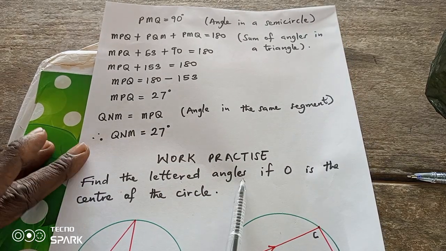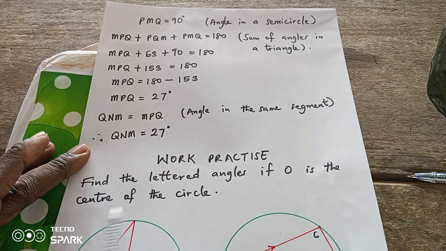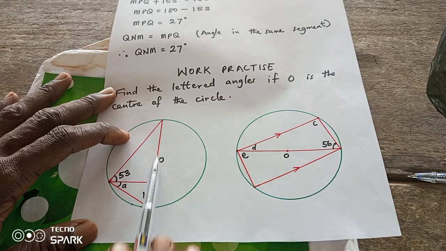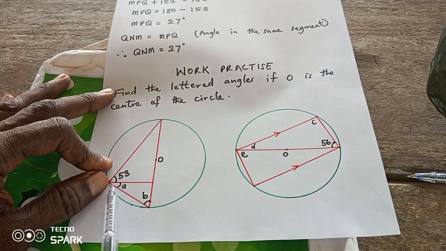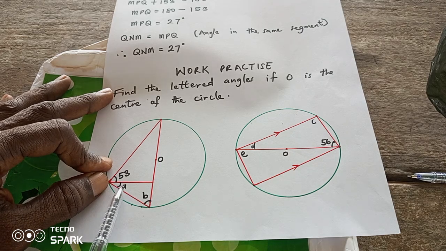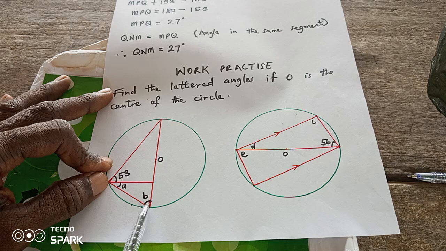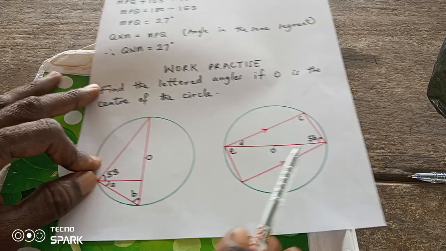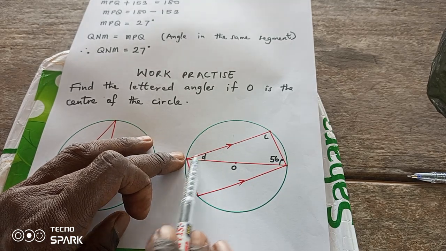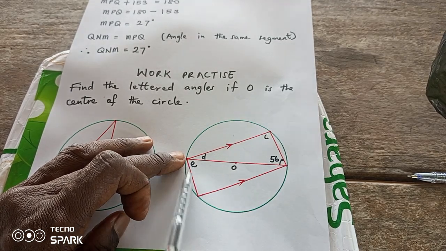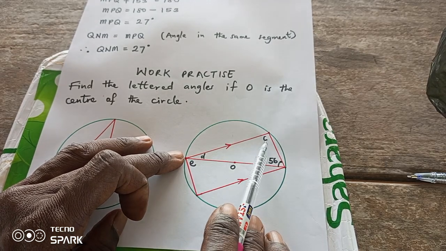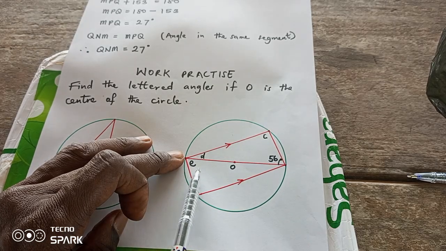Now, for the work practice, find the lettered angles if O is the center of the circle. If this is a circle and this is the diameter, this one touches the circumference like this. You are told that this is angle 53, and this is angle A and this is angle B. You are told to look for angles A and B. In the next diagram, this is the diameter of the circle, and this touches the circumference this way. This is 56. You are told to look for angles C, D, and E.